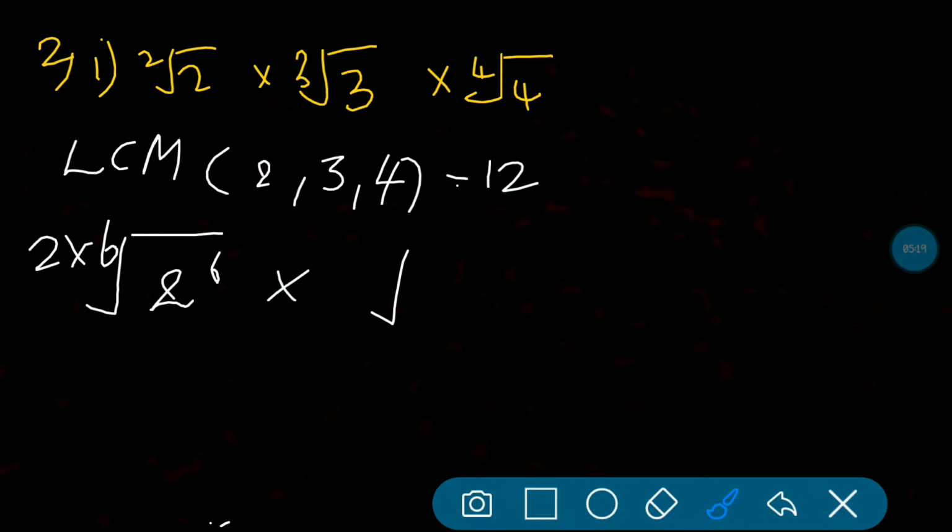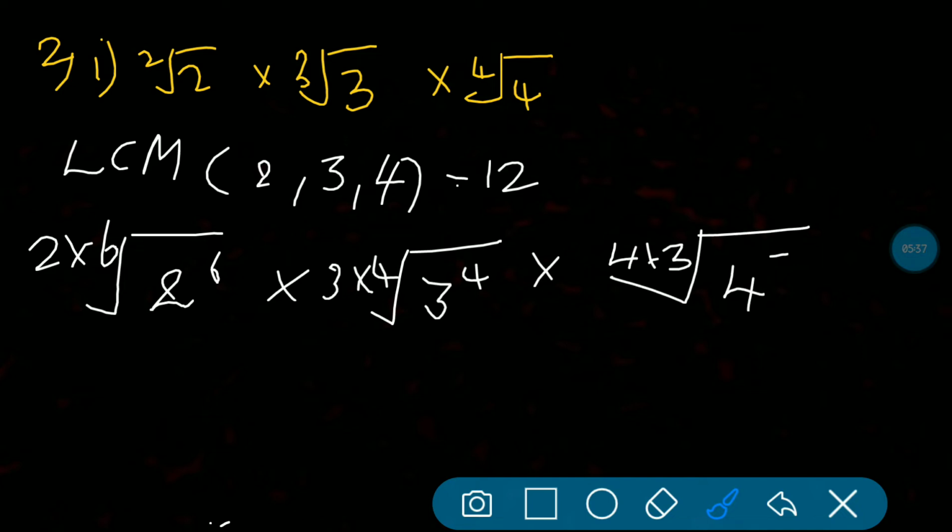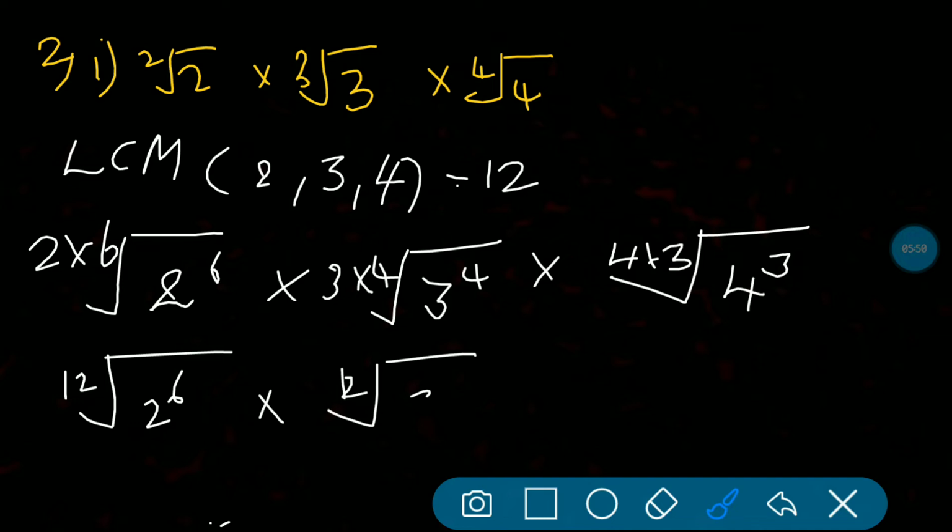Same thing we are going to do to the next part also. Here it is cube. Now 3 fours is 12, as you know. Now 3 into 4, and again 3 power 4 we are going to keep. Next, multiplied by 4 into 3 is 12 inside the root, and 4 to the power 3. Now that is also clear to you. Now 6 2s is 12, 12th root of 2 power 6 multiplied by 12th root of 3 power 4 multiplied by 12th root of 4 power 3.